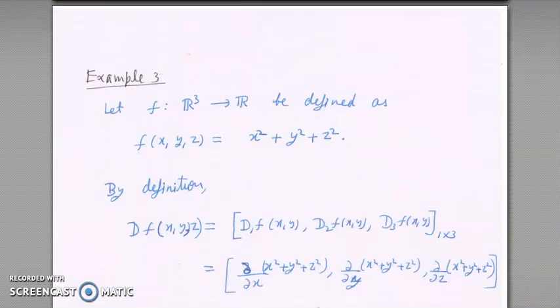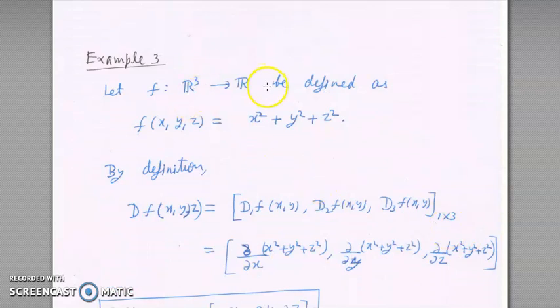Now come to another example. Suppose f is a function from R3 to R, defined as f(x,y,z) = x² + y² + z². Then by the definition, df(x,y,z) is [d1 f, d2 f, d3 f]. Note one thing here: the range is R, so f has only one component. Because its dimension is 1 and the dimension of the domain is 3, the Jacobian matrix has size 1 cross 3.